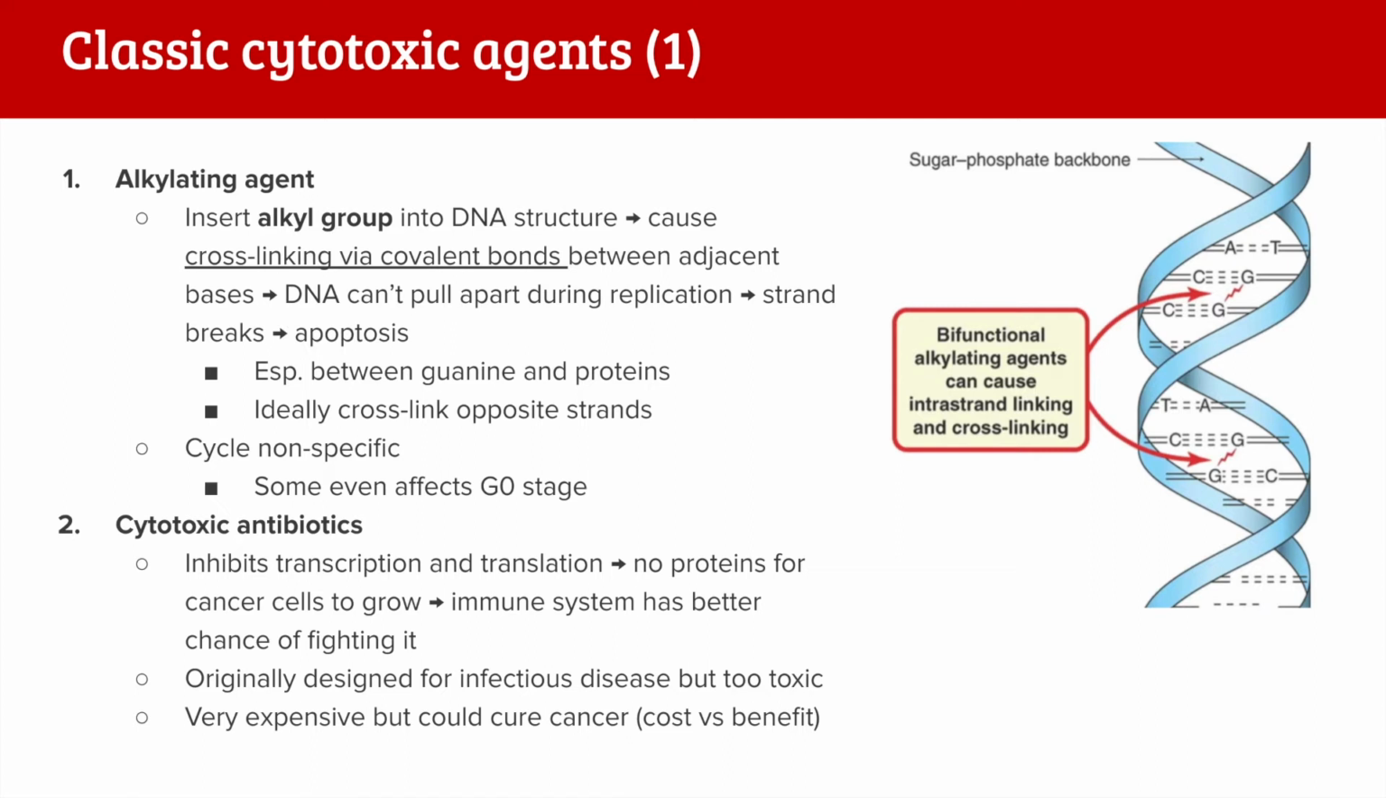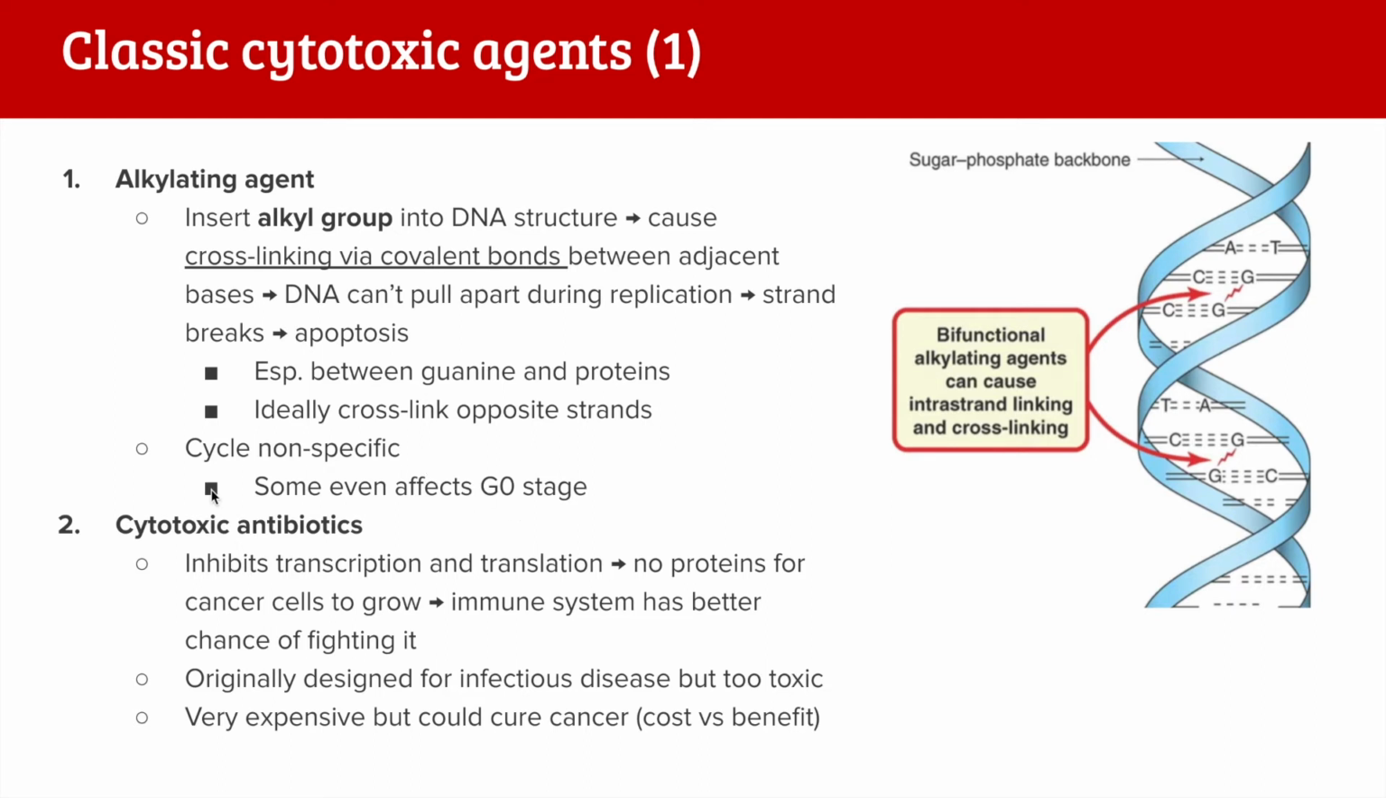Yeah, so it could be adjacent, or it could be cross-linking or intra-strand linking. And especially these cross-linkings make the DNA strands unable to pull apart during replication, so it causes stress on these strands, and they break, resulting in cell death. Yep. And they're cycle non-specific. Some can even affect the G0 stage.